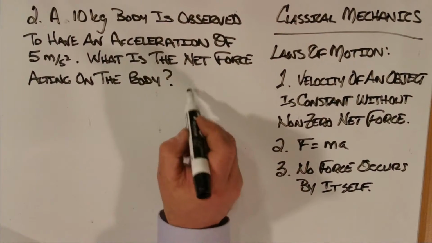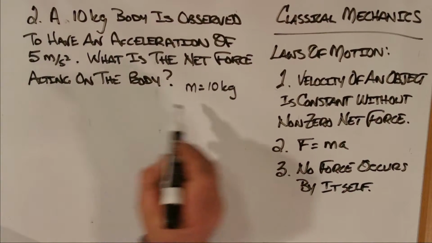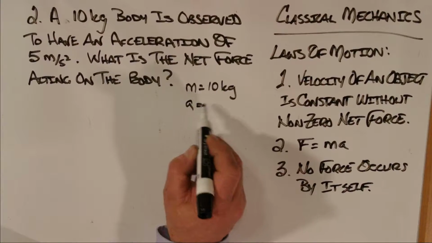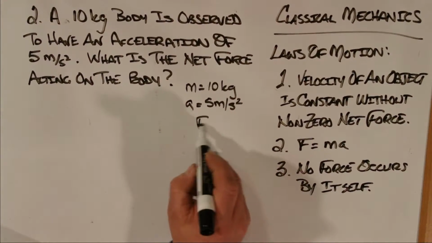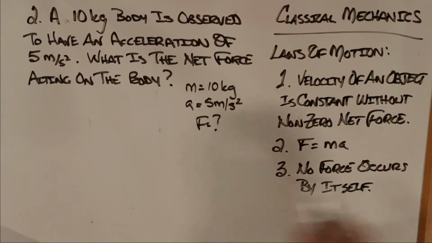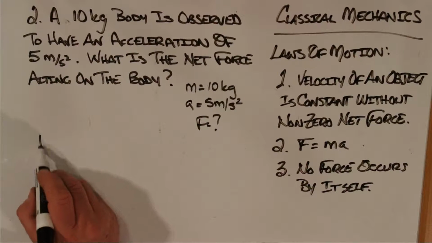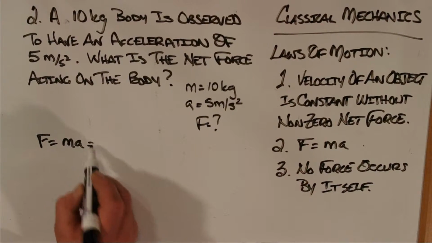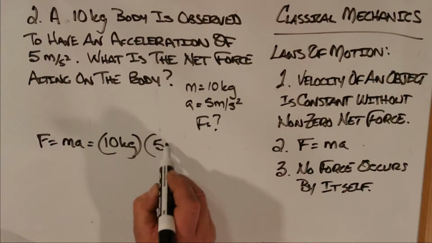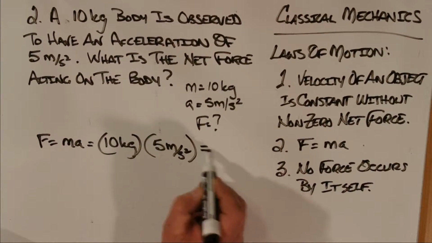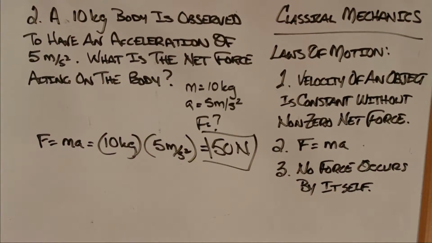The second problem: a 10-kilogram body is observed to have an acceleration of 5 meters per second squared. We're asked to determine the net force acting on the body. Mass is given as 10 kilograms and acceleration of 5 meters per second squared. And we're asked again to find the force. We use the second equation: force is equal to mass times acceleration. And so, substituting the numbers into the equation as given, we have 10 kilograms times 5 meters per second squared gives us a force of 50 newtons, a newton being a kilogram meter per second squared.